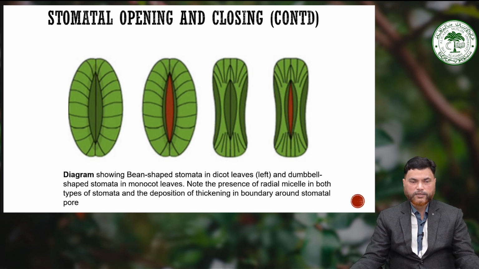So when water enters the guard cell, it primarily increases their length rather than diameter due to the presence of these radiating microfibrils. This expansion exerts pressure on the microfibrils, causing them to pull on the inner wall of the stomatal pore, leading to opening of the stomata.